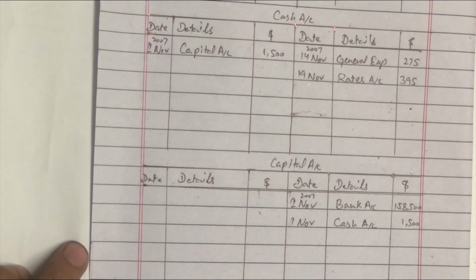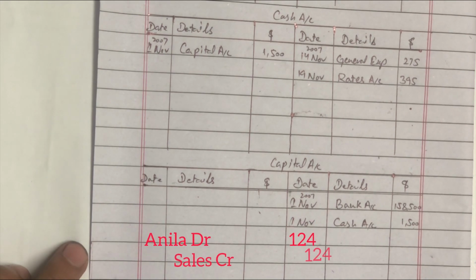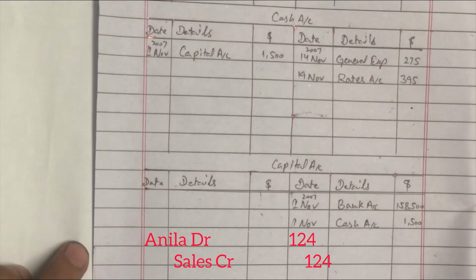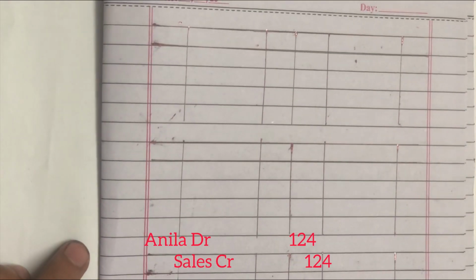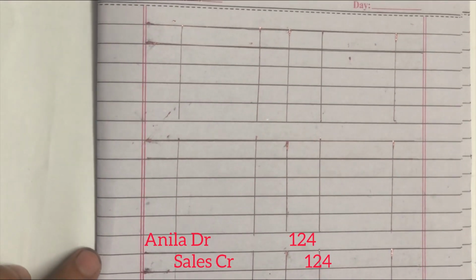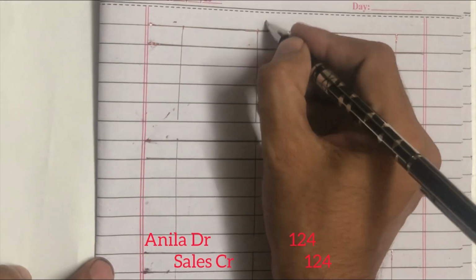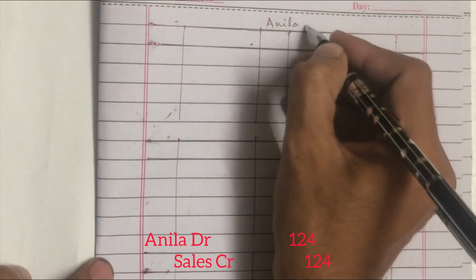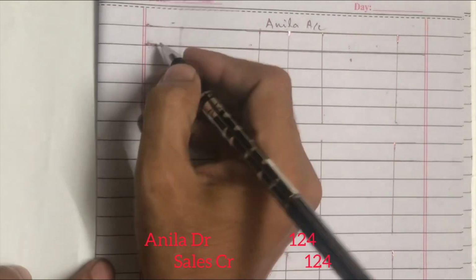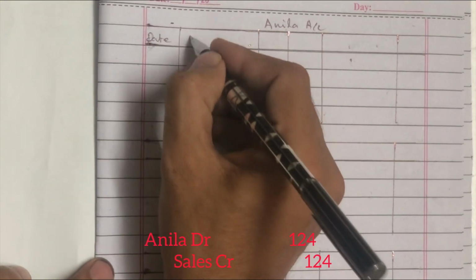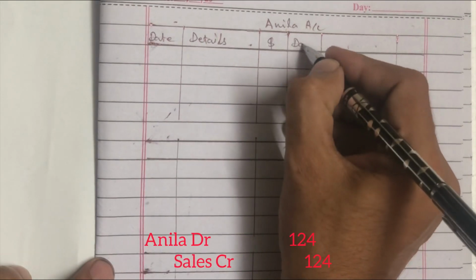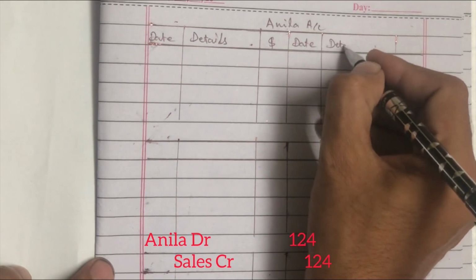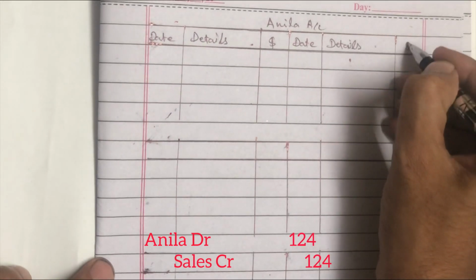Now the next transaction that we have is Anila's account and the sales account. We did not make any Anila and sales account yet, so let's move on to the next page where we can make Anila account and sales account. So here we are going to make first the Anila account. So I'll write down date, details, and the amount of debit side, and then date, details, and amount of the credit side.